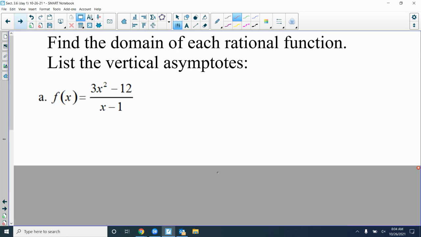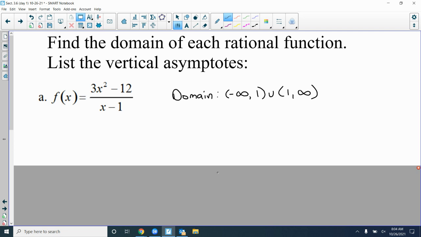All right, it says find the domain of each rational function. List any vertical asymptotes. So they kind of go hand in hand: domain and vertical asymptotes. Where is the one place the denominator equals 0? It is 1. So our domain, and we're always going to list that in interval notation, is negative infinity to 1 union 1 to infinity, not including 1.